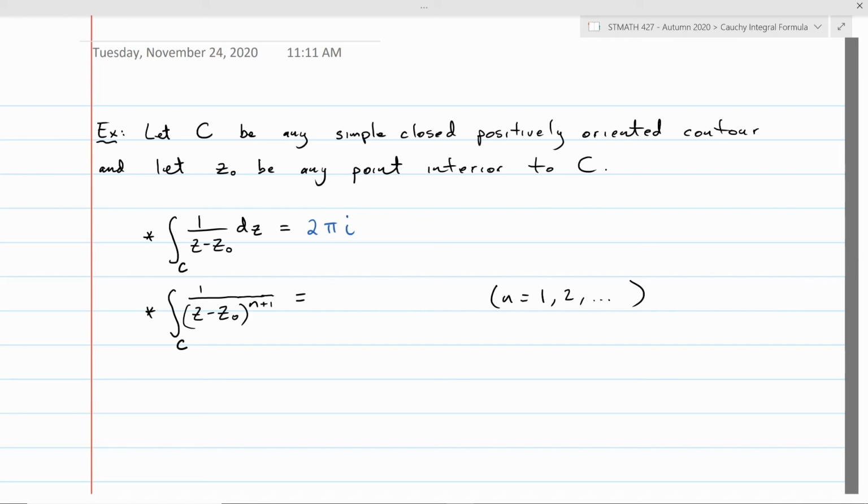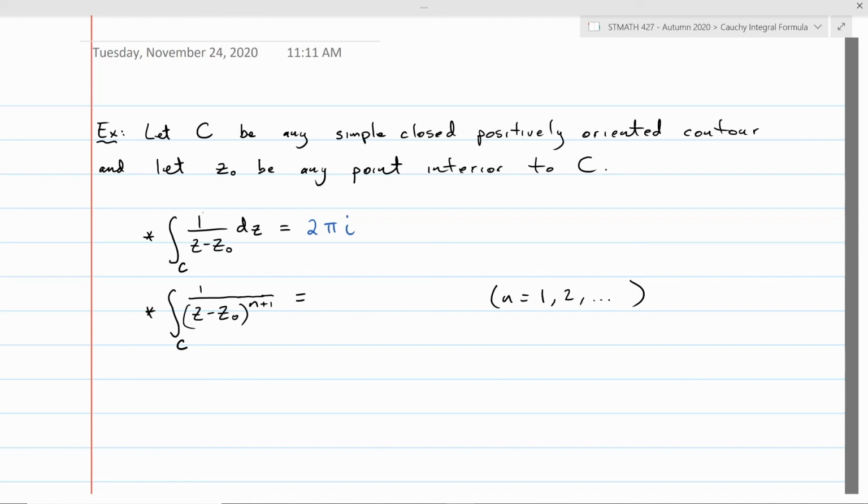Another way to look at that is you get this immediately from Cauchy's integral formula itself. If you just took the numerator to be the function f, which is 1, then it would be 2 pi i times f of z naught, but if the function is identically 1, f of z naught becomes 1, and you just get 2 pi i.